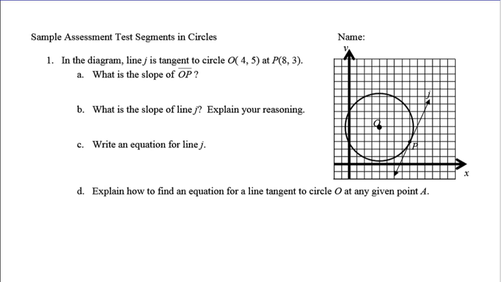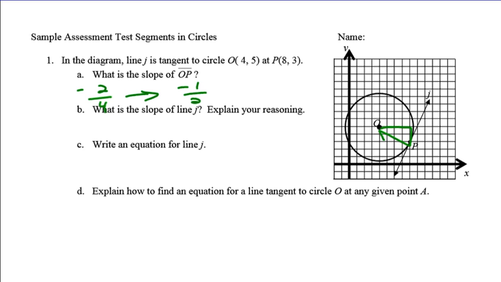We have a tangent line to a circle. We want to know the slope of OP, which is that line there. To find that slope, we find the triangle. We know that we go down 2 and over 4. Remember, the over 4 is on the bottom. That simplifies to a slope of -1/2.